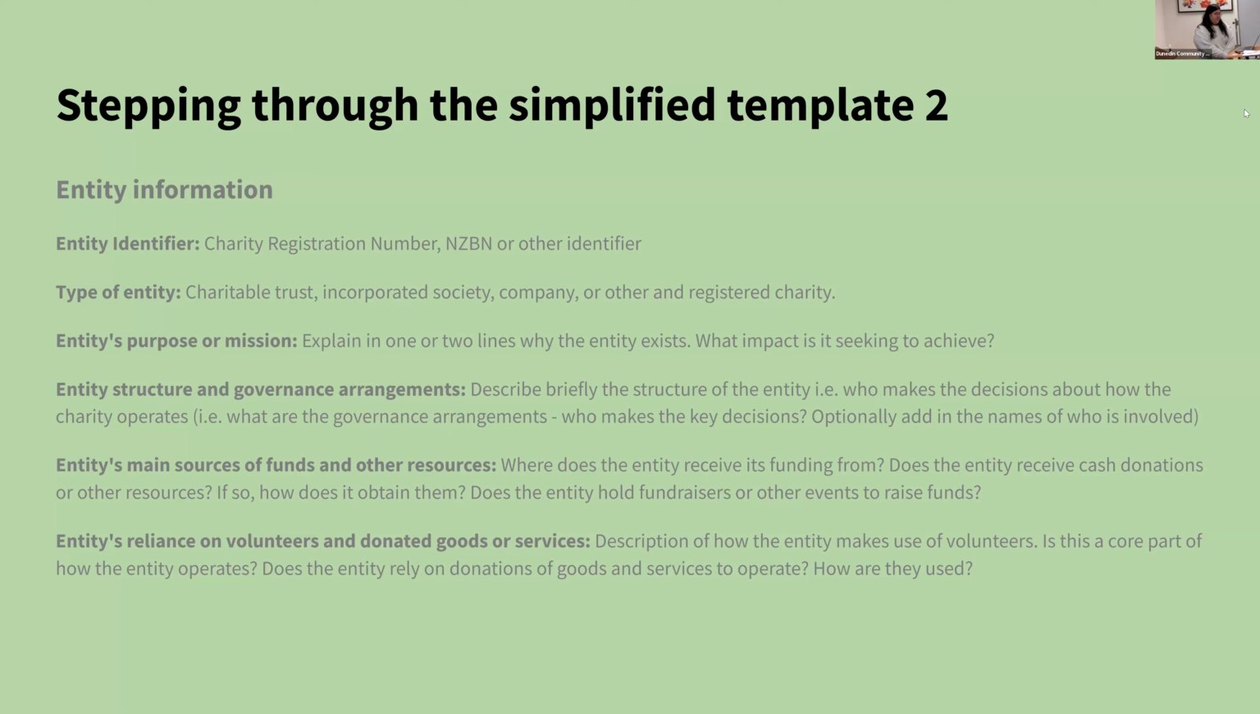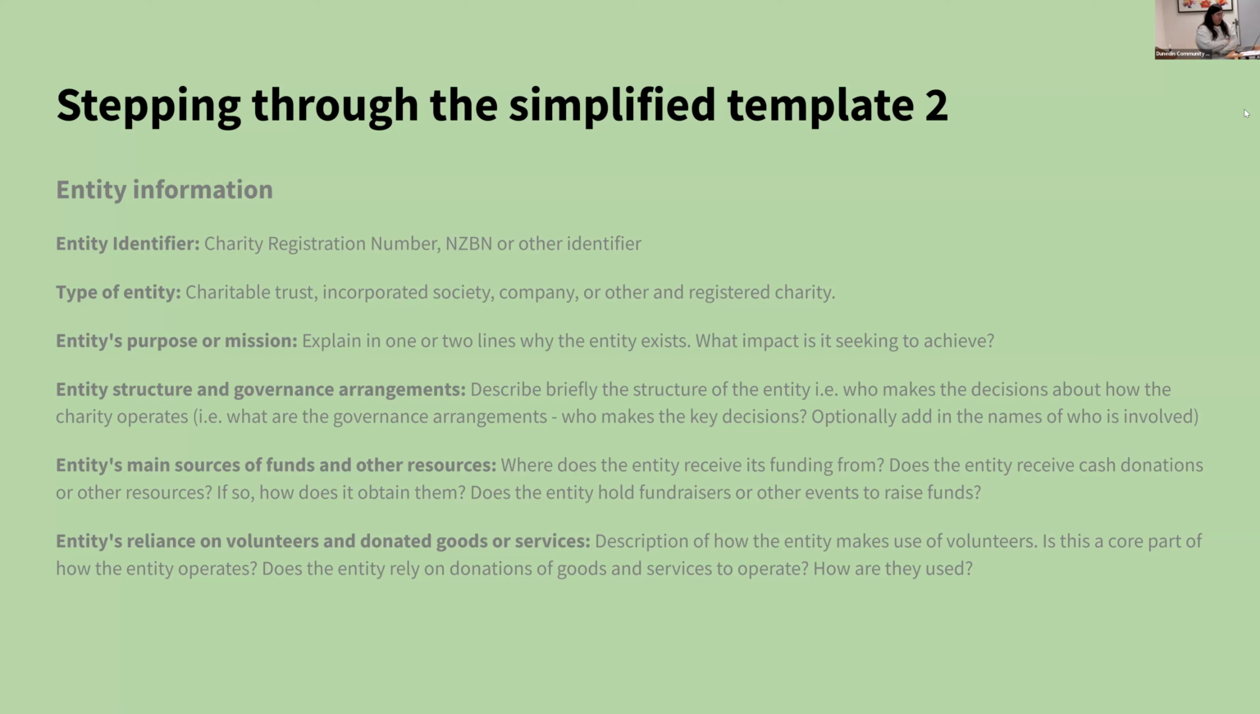Then you have your entity structure and governance arrangements. This is where you briefly describe the structure of the entity, who makes the decisions about how the charity operates, and what the governance arrangements are. This is a good place to say who is in charge. For example, if you have three board members, a treasurer and a secretary, you can put their names down, but that is optional. It's not necessary, but you just need to give a brief description.